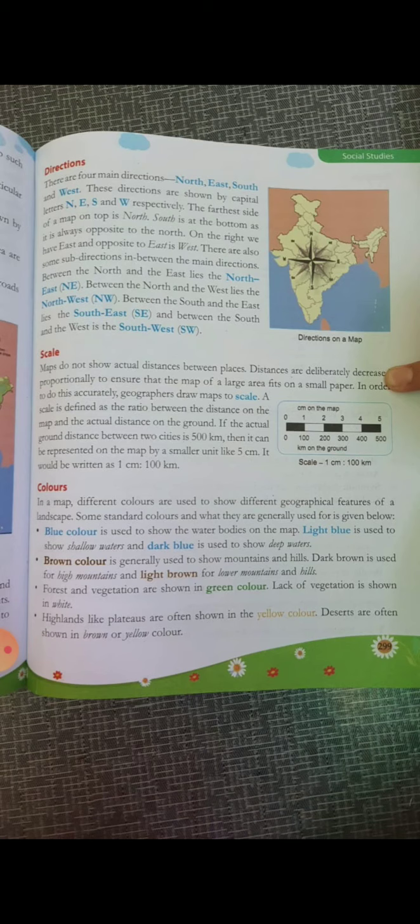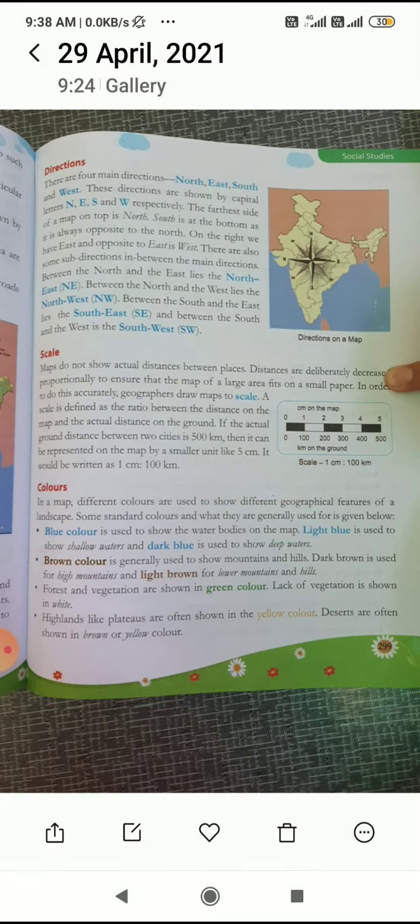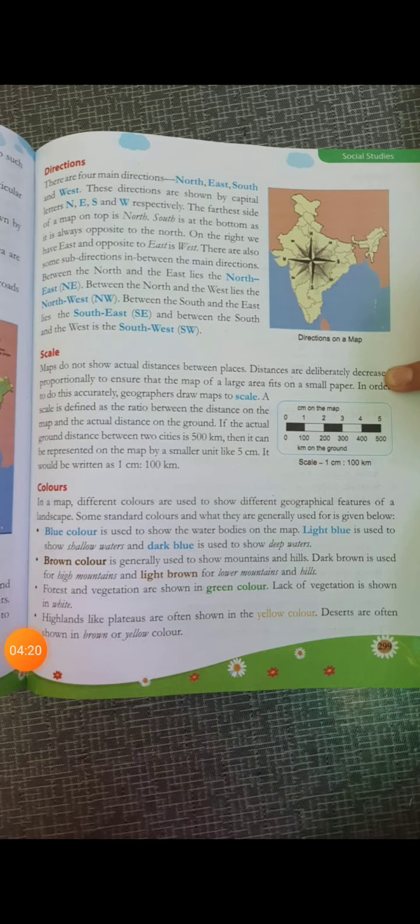If the actual ground distance between two cities is 500 km, then it can be represented on a map by a smaller unit like 5 cm. It would be written as 1 cm is equal to 100 km. The next element of the map is colors. In a map, different colors are used to show different geographical features of a landscape. Some standard colors and what they are generally used for is given below.